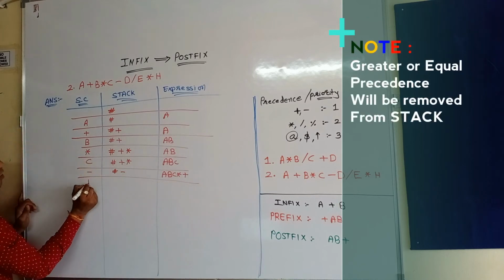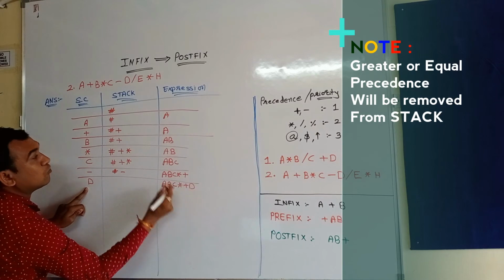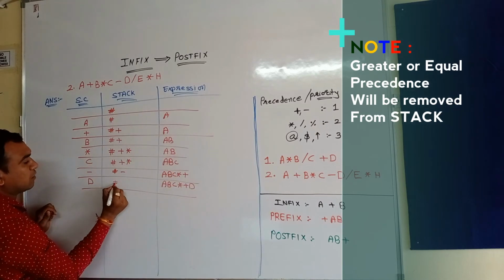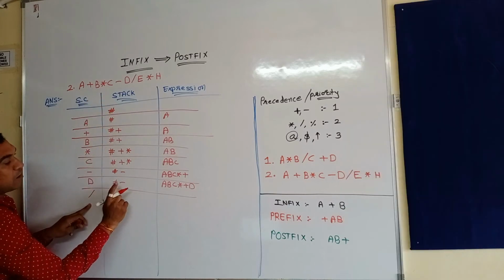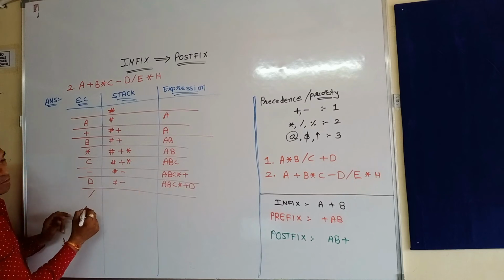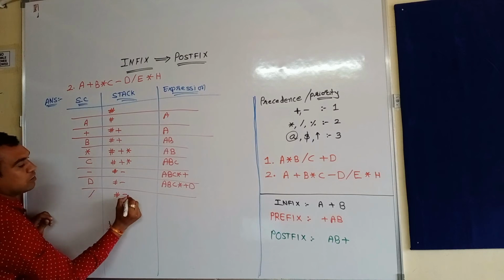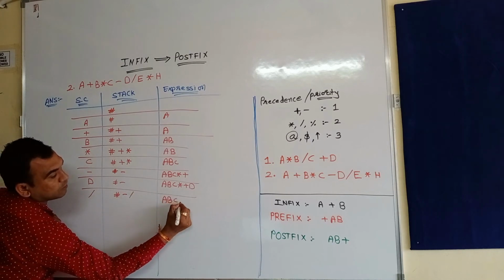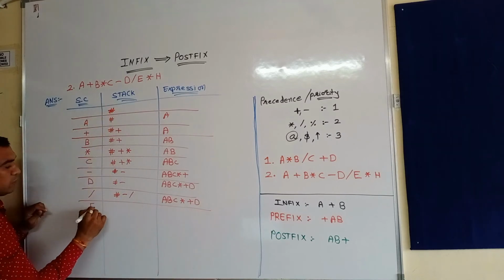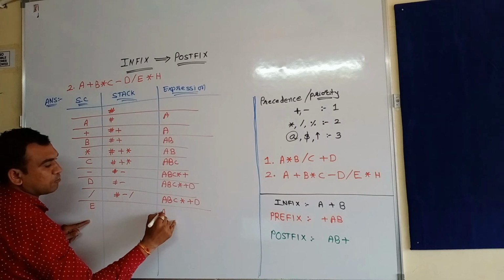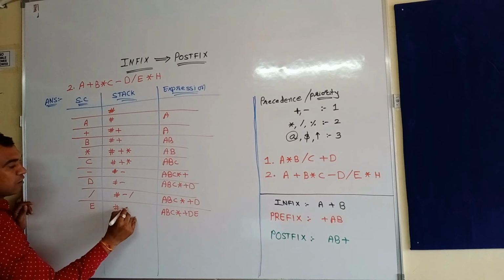We have D. Whenever a variable, an operand, comes, we directly put it into the expression. Whatever the stack, keep writing. We have division. Compared with the stack, the stack has precedence 1, and division is at precedence 2. The stack is not greater or equal, so we cannot remove. So minus stays here, division comes here. A, B, C, multiplication, plus, D. We have E. Whenever an operand comes, we directly put it into the expression.